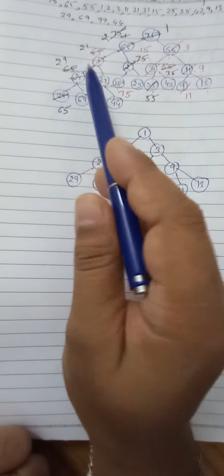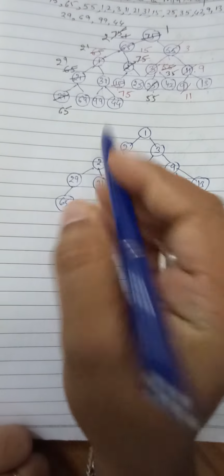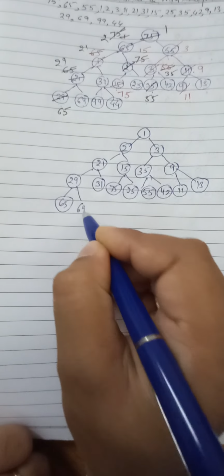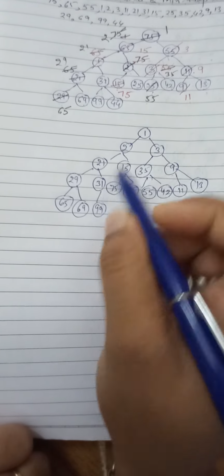And after 29 at this level we have 65, so we will have 65. And this 69, and this 99, this 44.